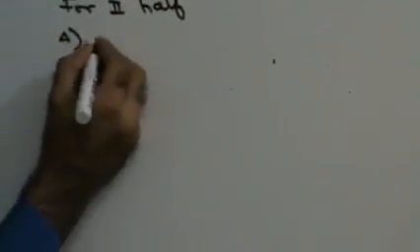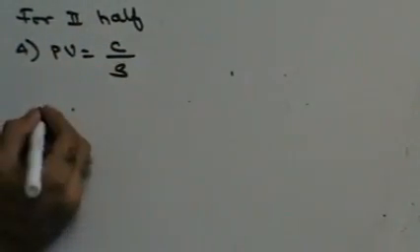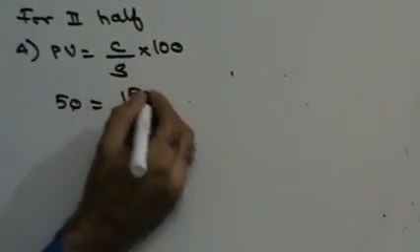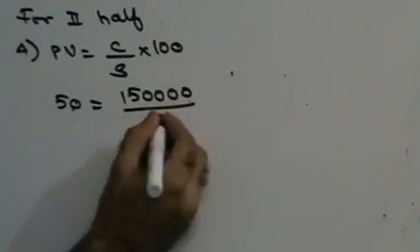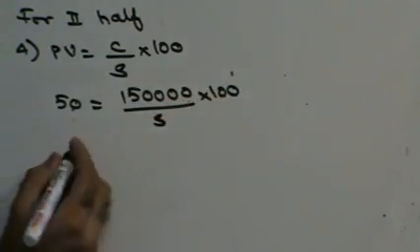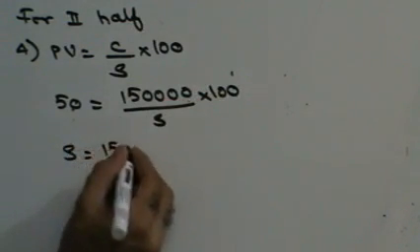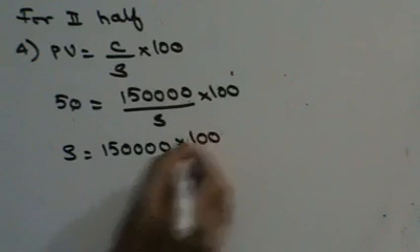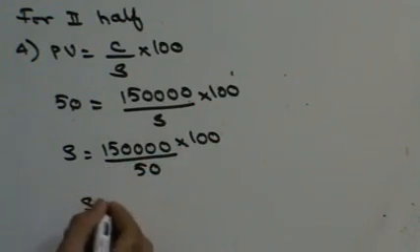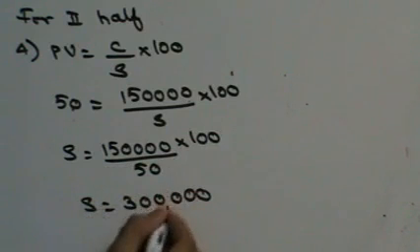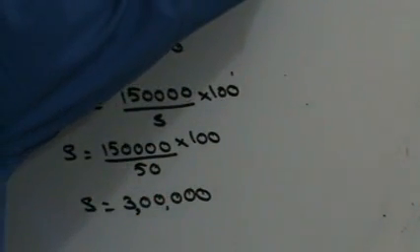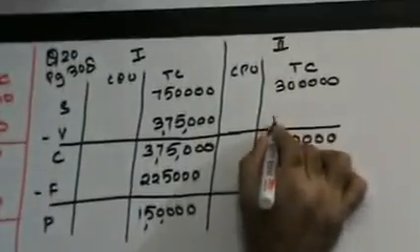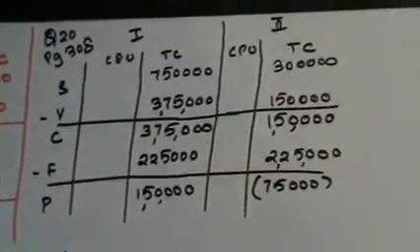I can say that PV is C upon S. PV we already know is 50 into 100. Contribution we found out is 1,50,000 upon S into 100. So in that case I will get S is equal to 1,50,000 into 100 divided by 50. So S is going to be 3 lakhs. So the sales in the second half of the year is 3 lakhs. Therefore variable cost in the second half of the year will be 1,50,000. That's it. That's what they asked to find out. Next, let's see question number 21.